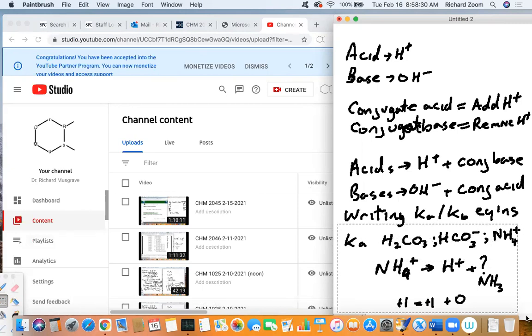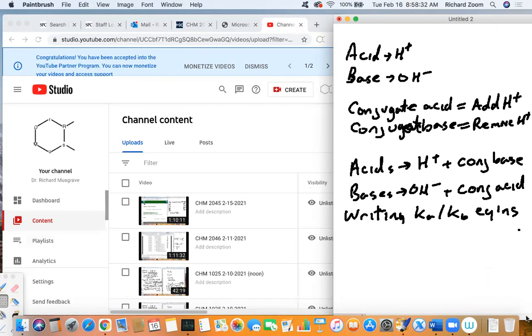Okay, so those are Ka equations. Let's look at some Kb equations. These will be fun.